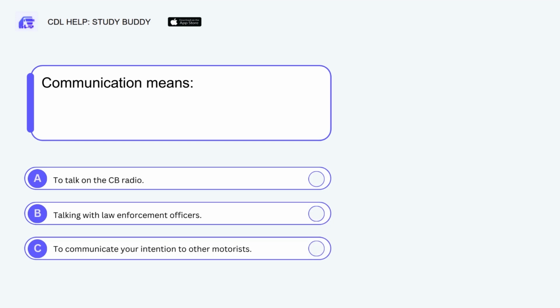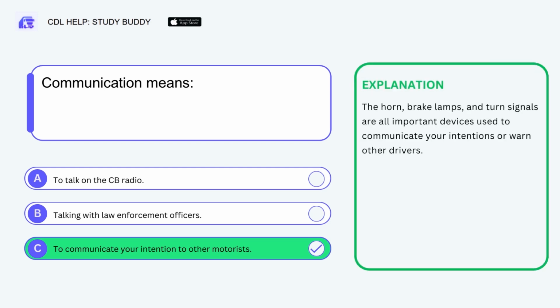Communication means: the horn, brake lamps, and turn signals are all important devices used to communicate your intentions or warn other drivers.